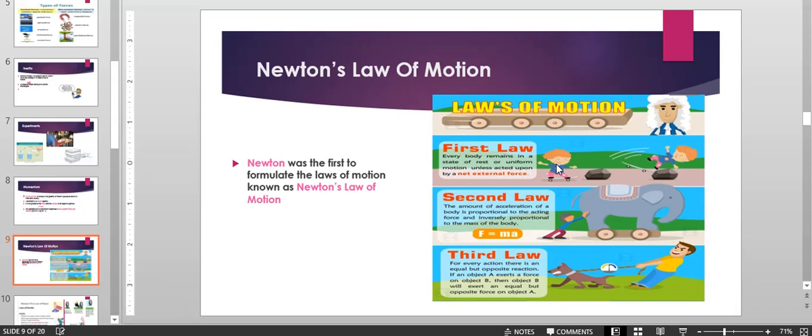If an object A exerts a force on object B, then object B will exert an equal but opposite force on object A. As you can see, all these laws apply practically in these examples. We'll discuss these three laws one by one in our upcoming slides. So, let's discuss first the first law of Newton, also known as the law of inertia.